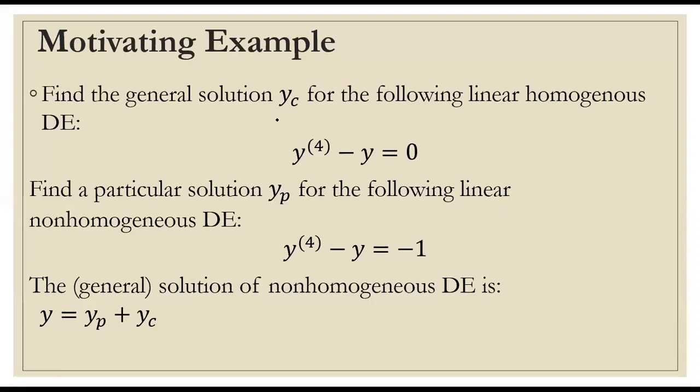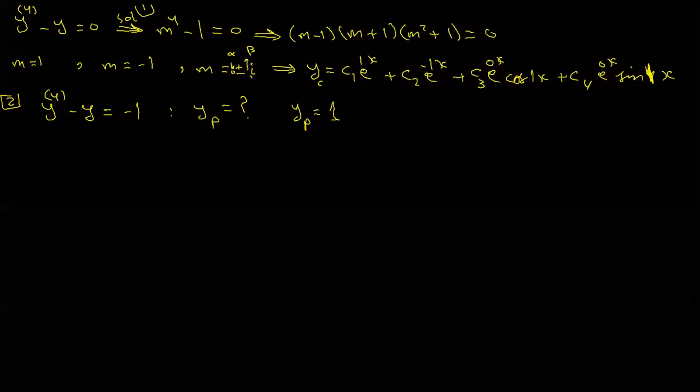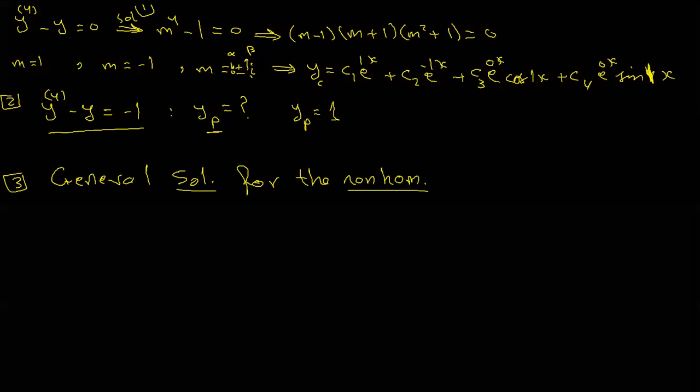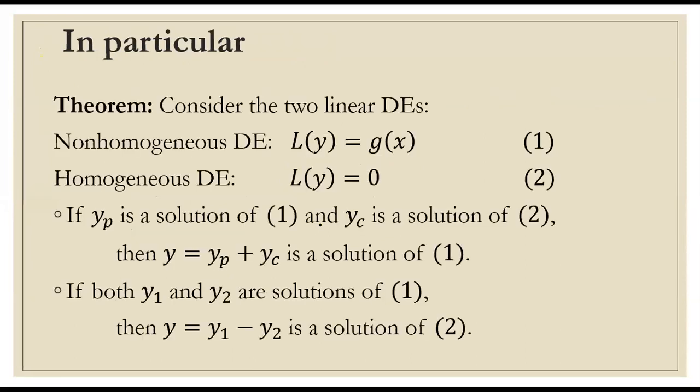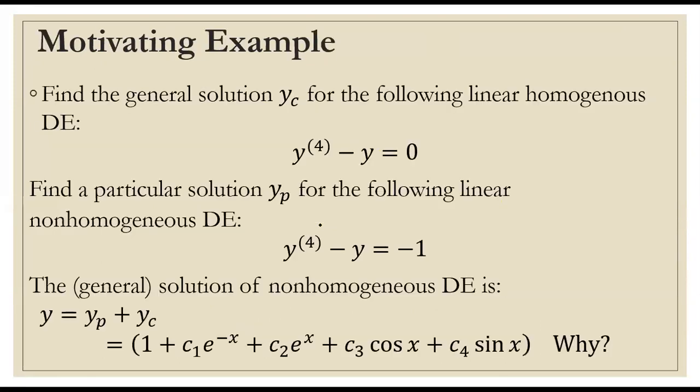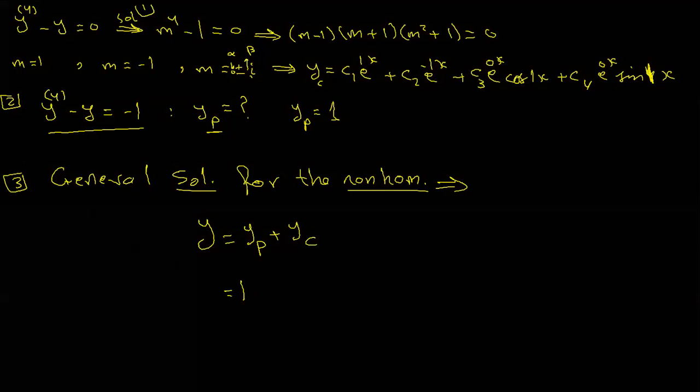Now, let us read the third question. The general solution for the non-homogeneous. So this is YP, the particular solution for the non-homogeneous. To find the general solution for the non-homogeneous, we are going to add y equals YP plus YC, as we did in the theorem. Let me go back here. The theorem said you only need to add YP plus YC to find the general solution for the non-homogeneous equation. So it is 1 plus C1 e to the x plus C2 e to the negative x plus C3 cosine x plus C4 sine x. I wrote e to the 0 as 1.